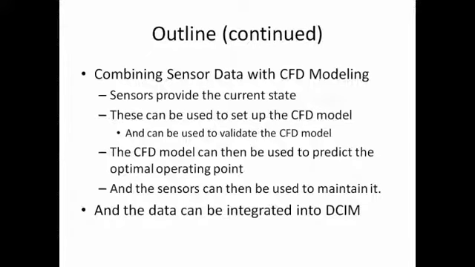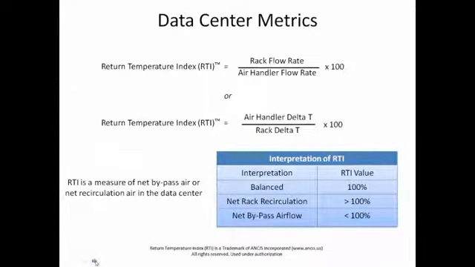So when you combine the sensor data with CFD modeling, you can use the sensors to not only get the current state of what's going on in the environment, but also to set up the CFD model and validate the CFD model, so you have confidence in its ability to predict what's going to happen in the future or under changed conditions. Furthermore, the CFD model can then be used to search for the optimal operating point, and then the sensors can be used to maintain that operating point, and that whole output can then be integrated into your favorite DCIM package.